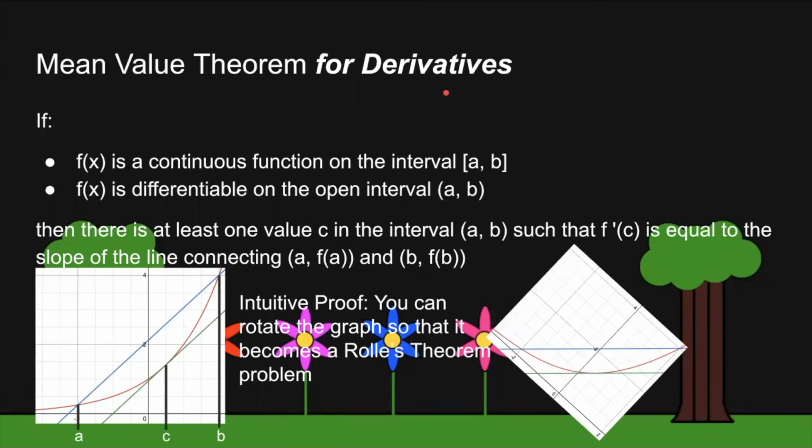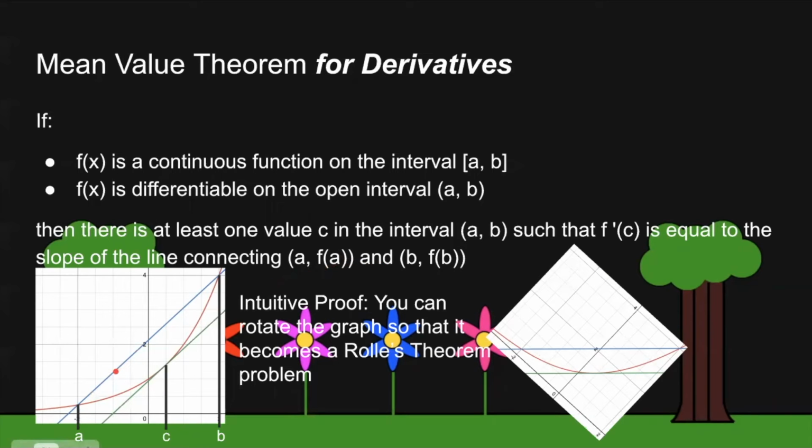So now we're getting into the mean value theorem for derivatives, because yes, there are two mean value theorems. So the conditions: if f of x is a continuous function on the interval [a, b], and f of x is differentiable on the open interval (a, b), then there is at least one value c in the interval (a, b) such that f prime of c is equal to the slope of the line connecting the coordinates (a, f of a) and (b, f of b).